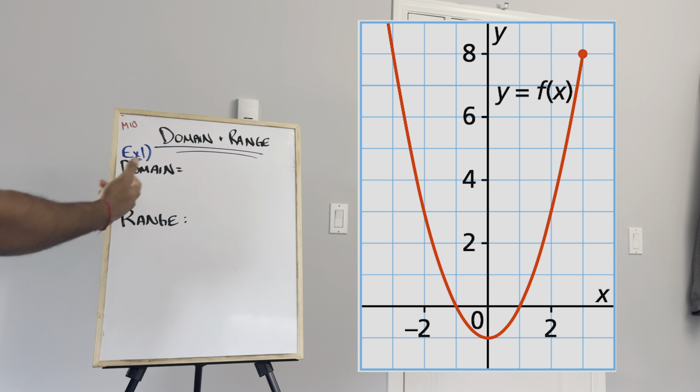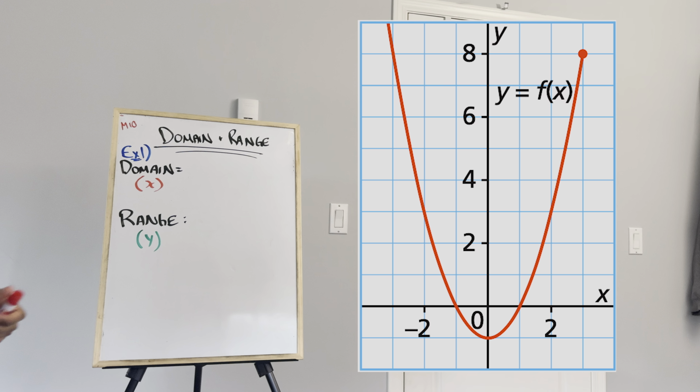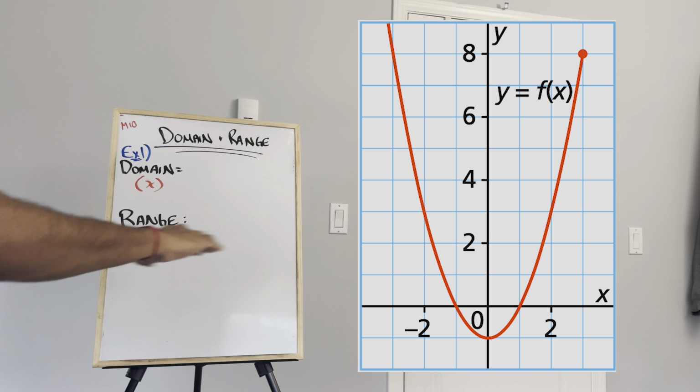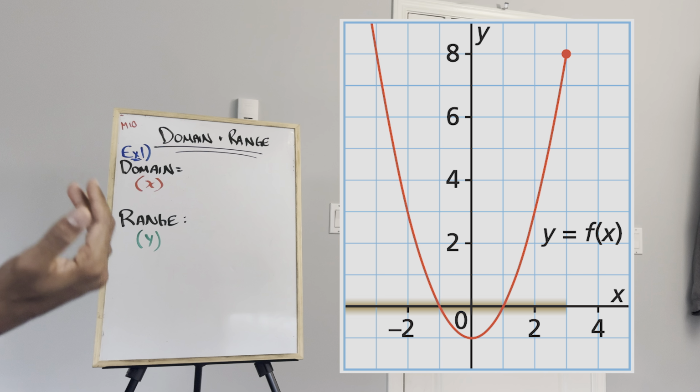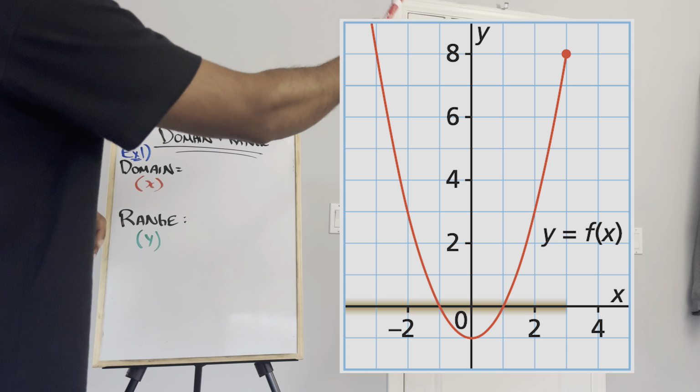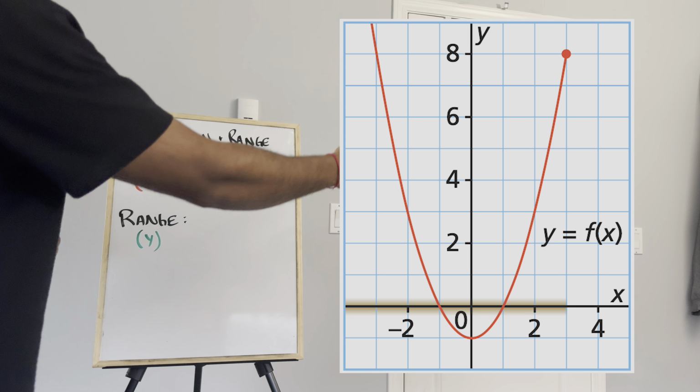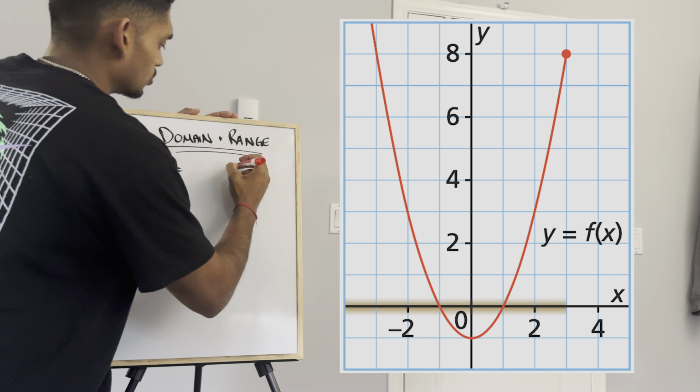Let's do the domain first. Domain is your x values and range is your y values. So let's start with domain. Look at the x-axis on this graph. How far does it go? What's the greatest x value there is? Well, it looks like it starts at the dot. That's the positive value at 3. So the highest it can go is 3.